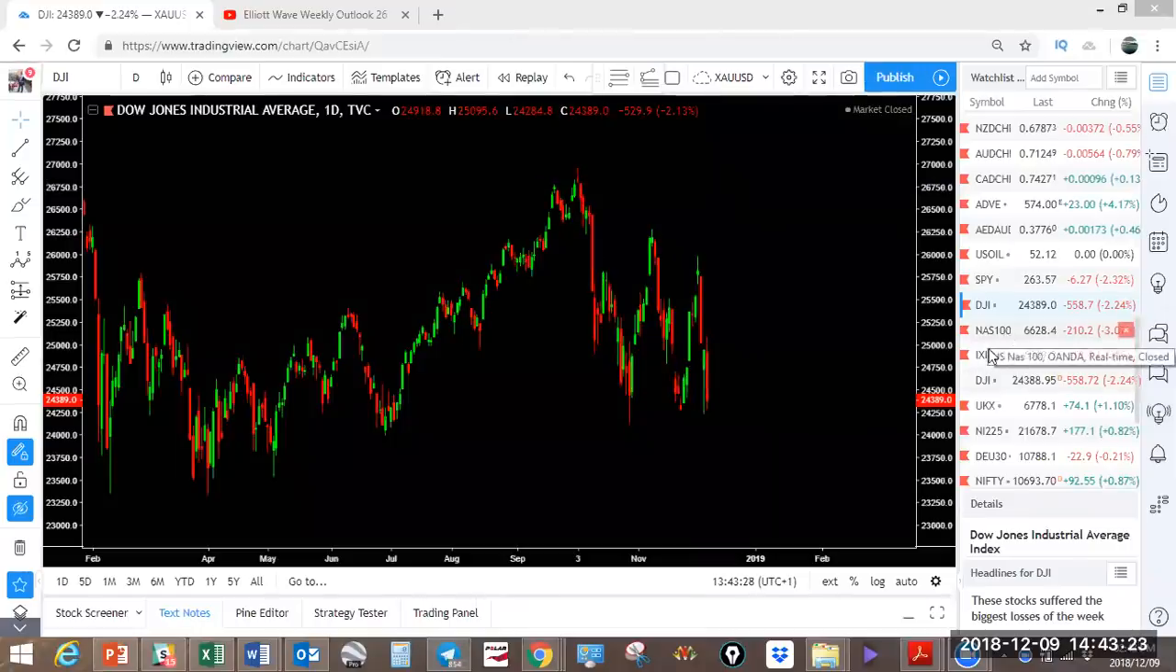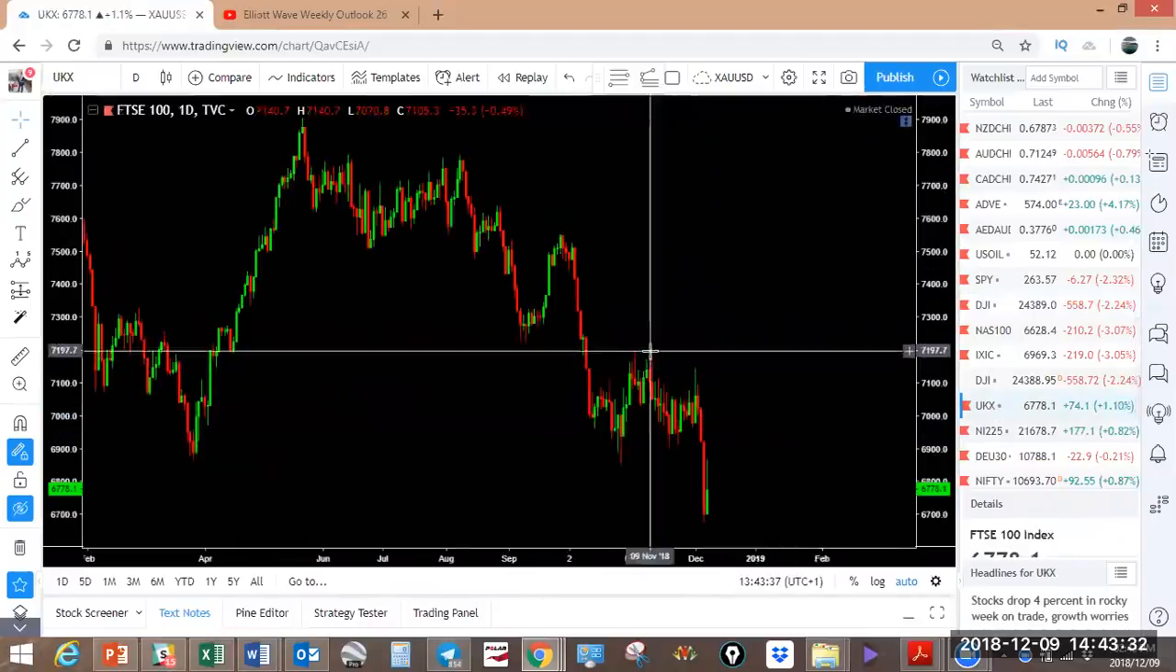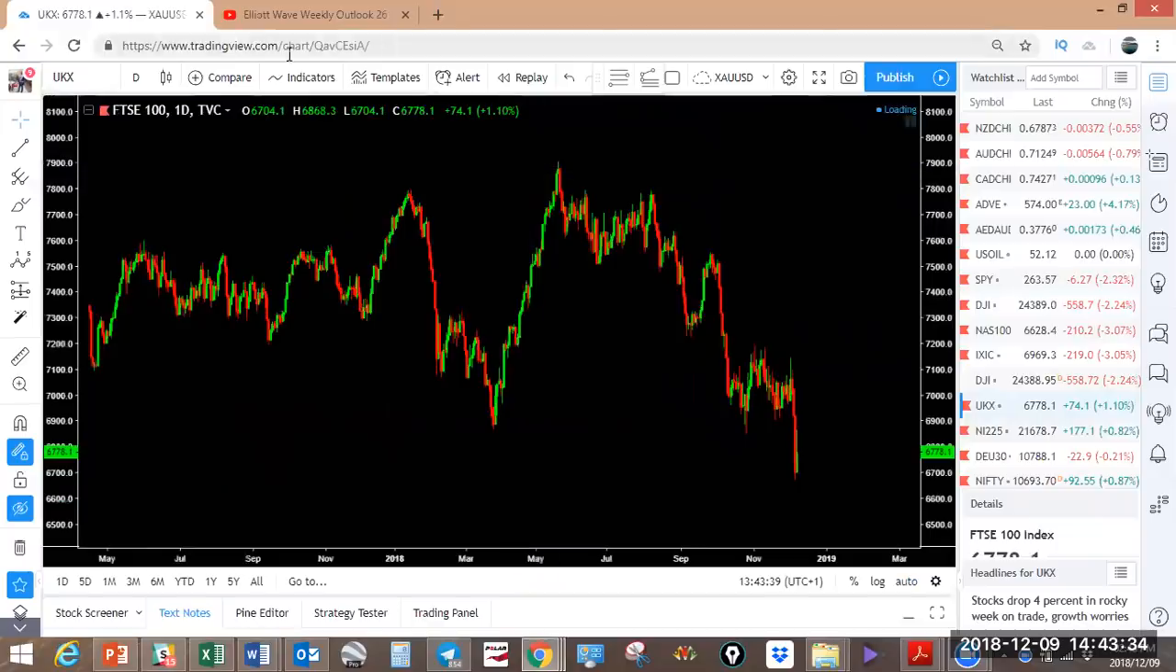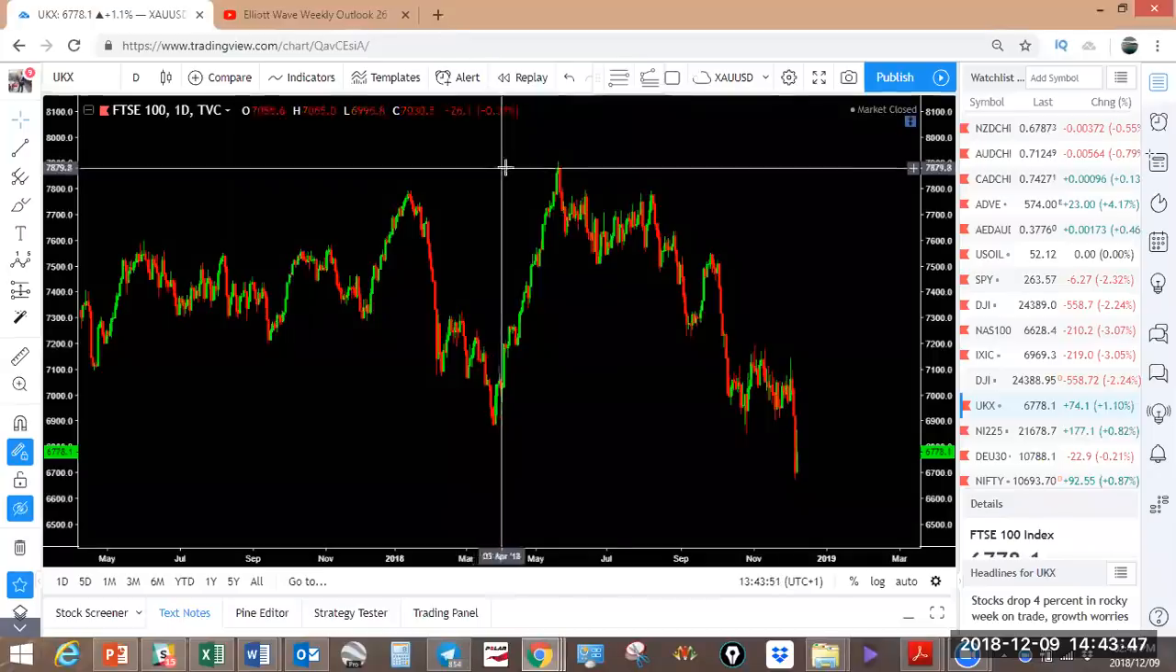That is Dow. Nasdaq we already looked at. UK 100. UK 100 could have made a structure here, but rather it made a correction. So still continuation to the downside. Correlation with the other indices. Any correction, you take it down still.